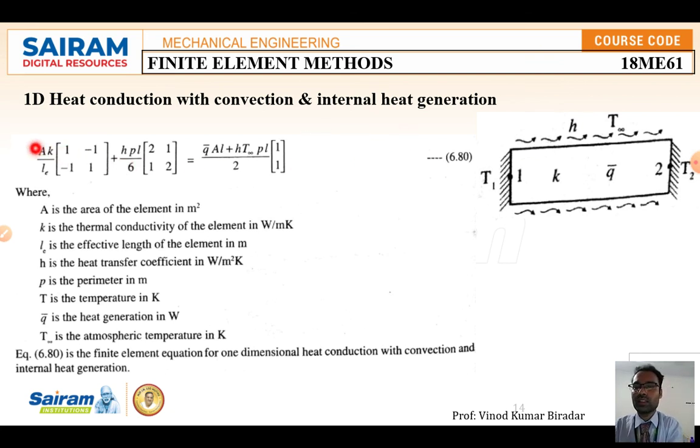Where A stands for the area, k the thermal conductivity, L the length, h the heat due to convection, and P the perimeter of the given rectangular block or element. L is the length, and q dash is the heat generation in the given block or element. The remaining terms are the same.